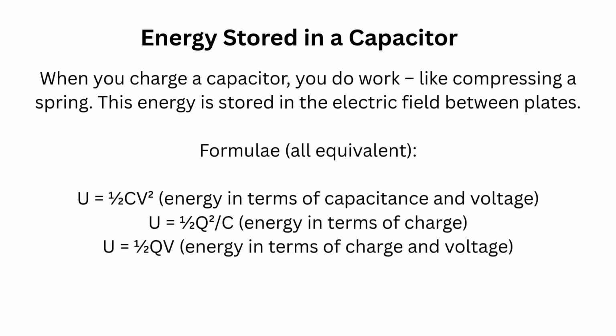Energy stored in a capacitor. When you charge a capacitor, you do work, like compressing a spring. This energy is stored in the electric field between the plates. The formula for energy in terms of capacitance and voltage is U equals half C V squared. The energy stored in a capacitor in terms of charge and voltage is half Q into V joules.